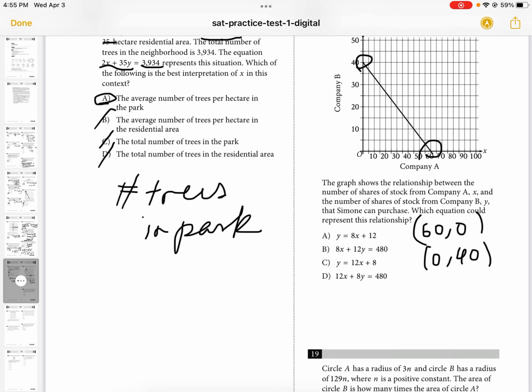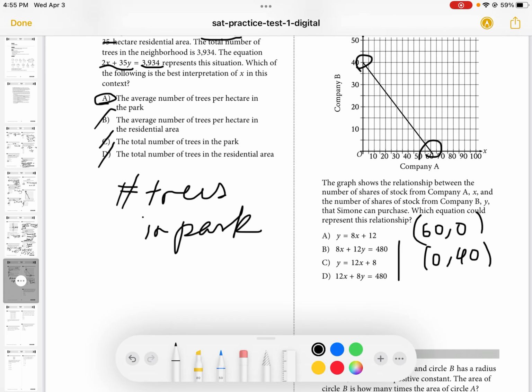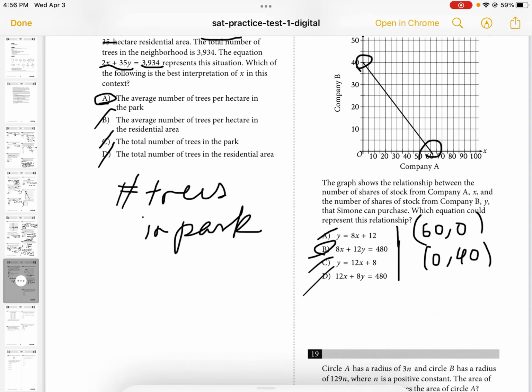So we can just look through each of these equations and see which one works when you plug in both points. So it's not A because the y-intercept doesn't match. For the same reason, it's not C. For B, when you do 8 times 60, you get 480. 12 times 0 is 0. So 480 plus 0 is 480. Okay, 8 times 0 is 0. 12 times 40 is 480. 0 plus 480 is 480. B looks right. 12 times 60 is bigger than 480, so it's not that. So we know it's B.